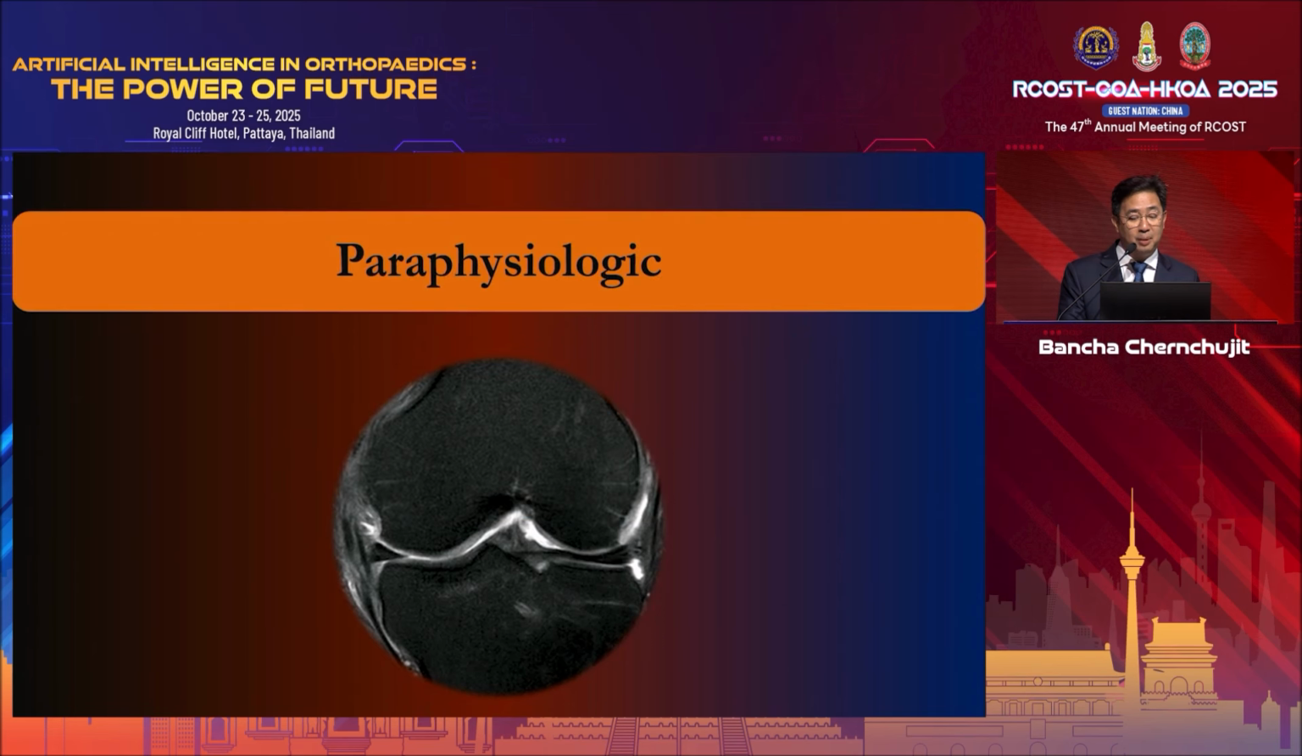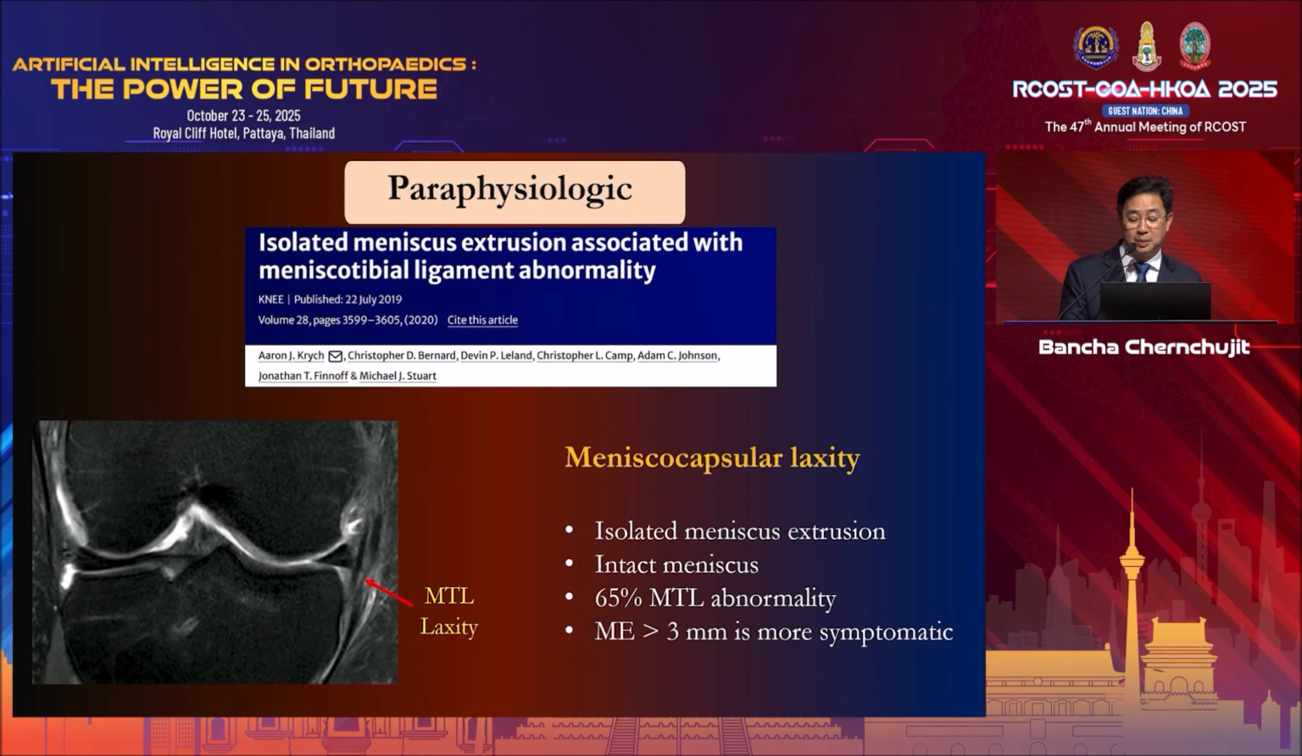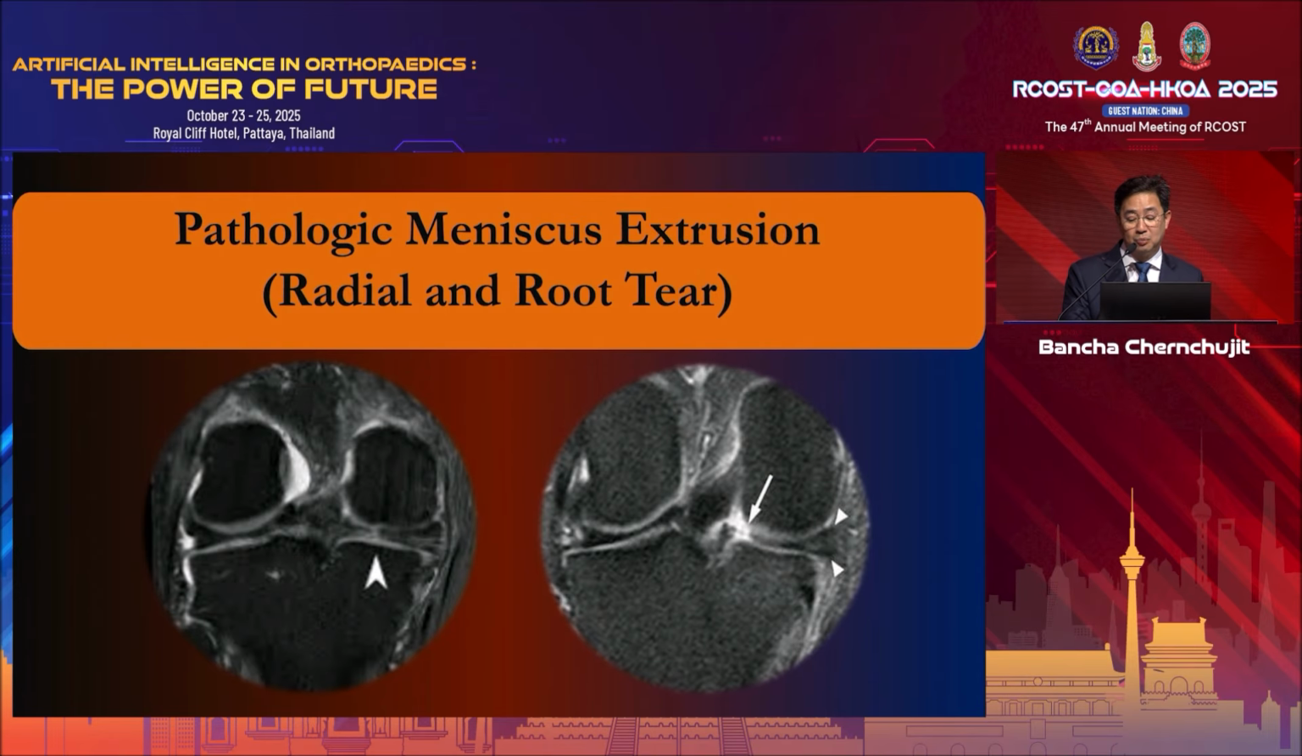So look at the paraphysiologic meniscus extrusion. Mostly it's less than 20%. The paraphysiologic extrusion is a functional meniscus without a meniscus tear, 65% caused by meniscotibial ligament abnormalities. Extrusion of less than 3 millimeters has no symptoms, but the patient starts to have pain when there's extrusion of more than 3 millimeters. For pathologic meniscus extrusion, there is a controversy over whether extrusion comes first or root tear comes first.